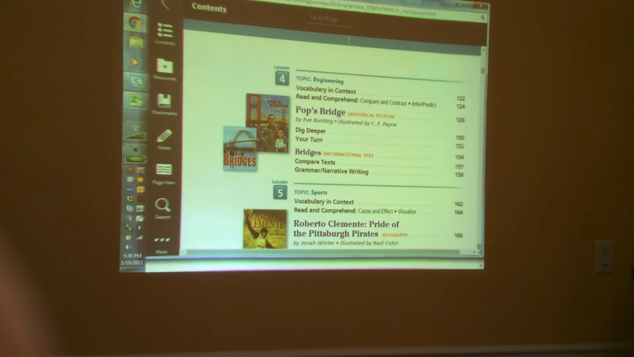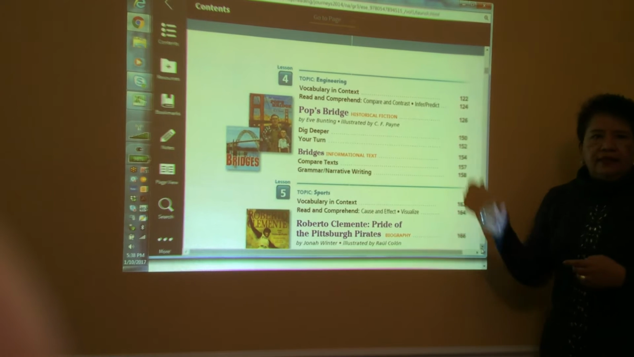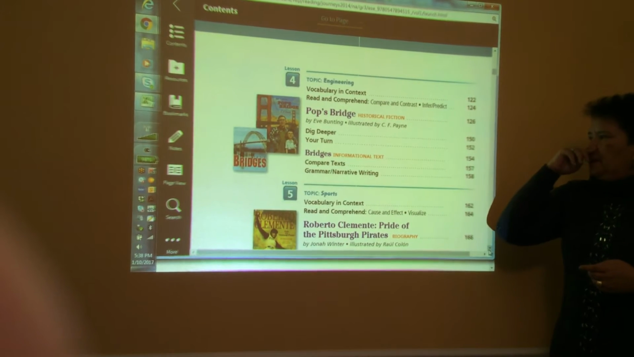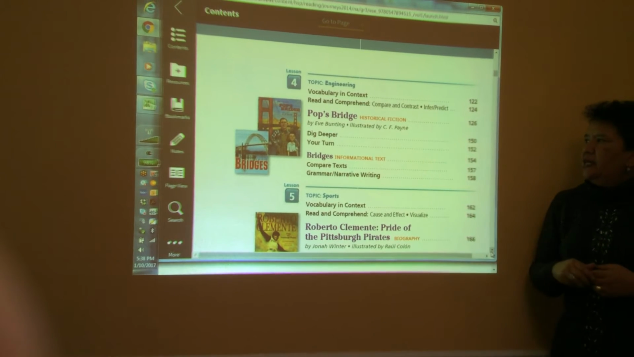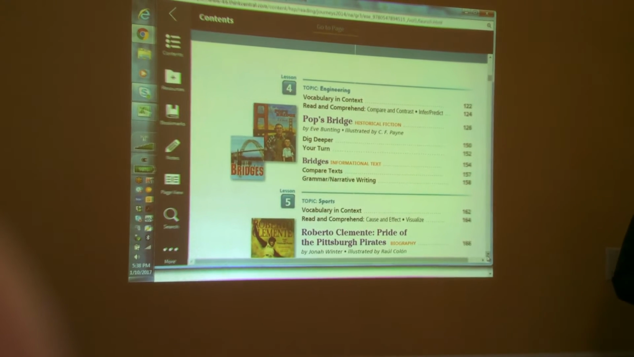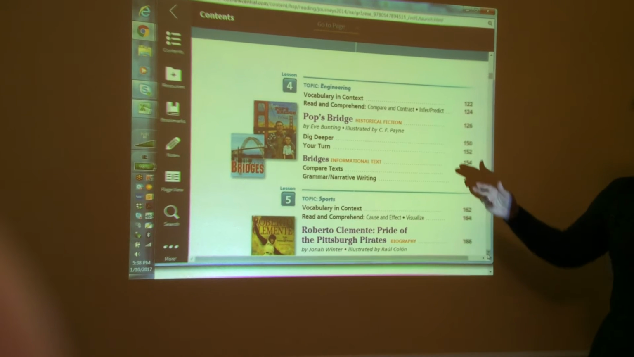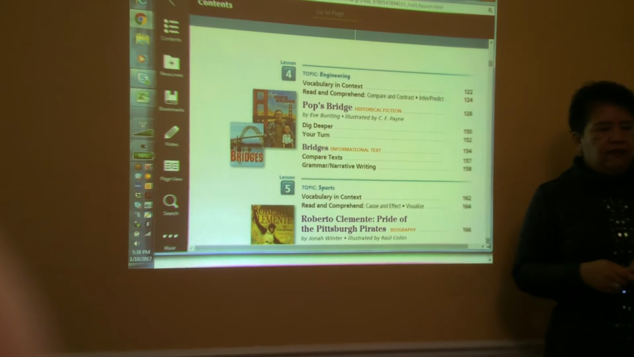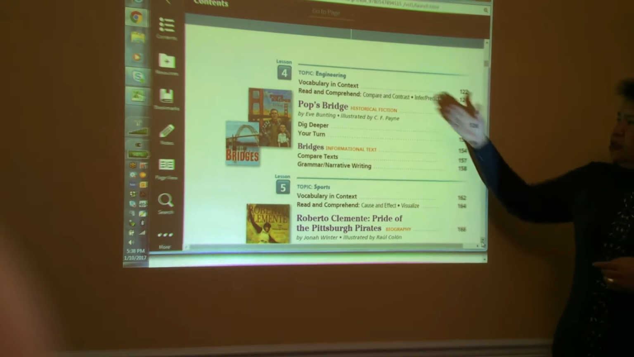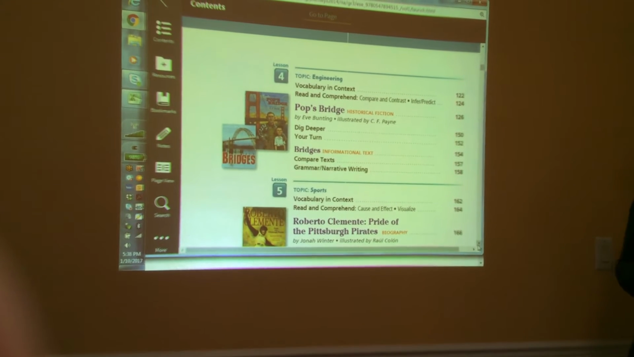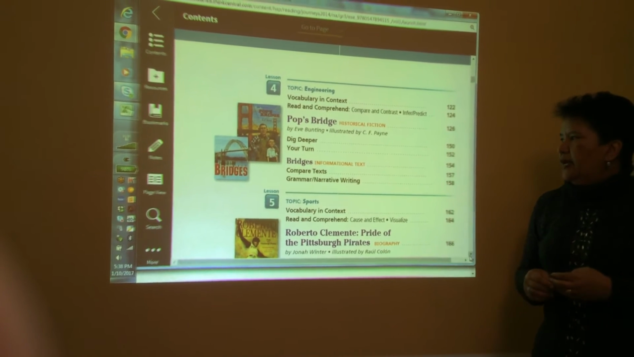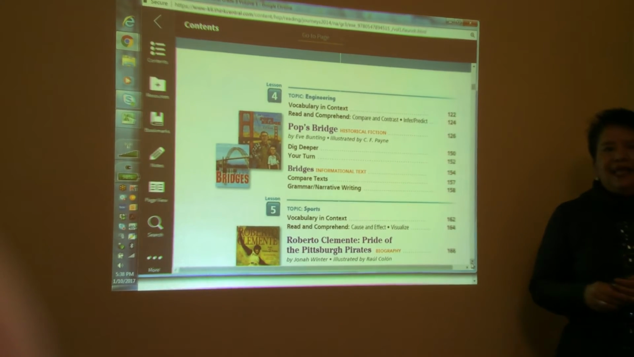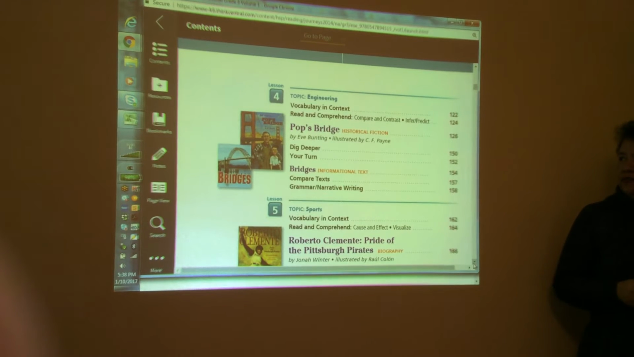You're absolutely correct. There are two texts. There is an anchor text, and then there's a supplemental text. The anchor text is historical fiction. In this particular lesson, the second text is an informational text. The anchor text is going to be a fiction text. The second text, or companion text, is going to be a non-fiction text.